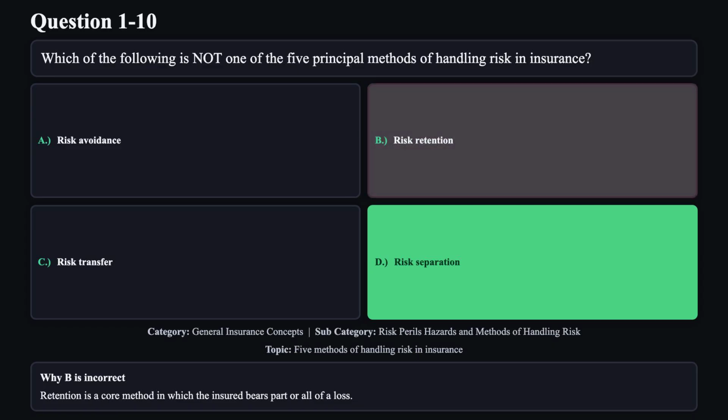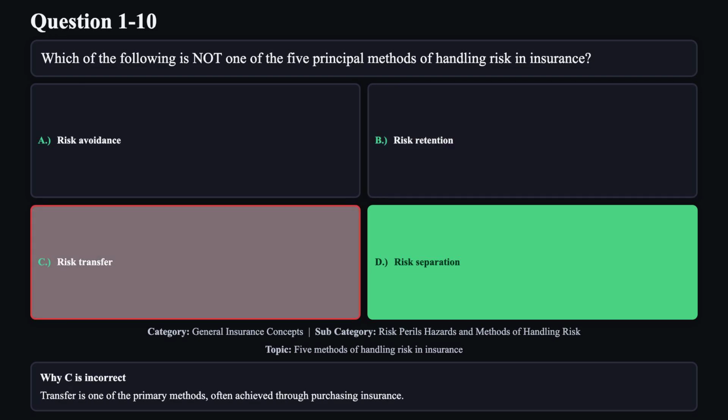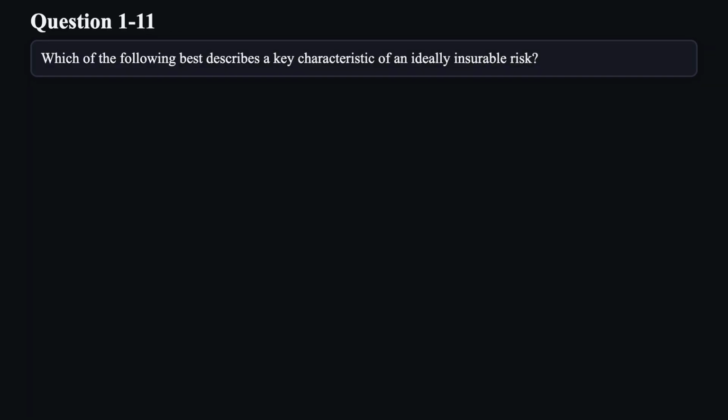Retention is a core method in which the insured bears part or all of a loss. Reason C is not correct. Transfer is one of the primary methods often achieved through purchasing insurance. Question 11. Which of the following best describes a key characteristic of an ideally insurable risk?